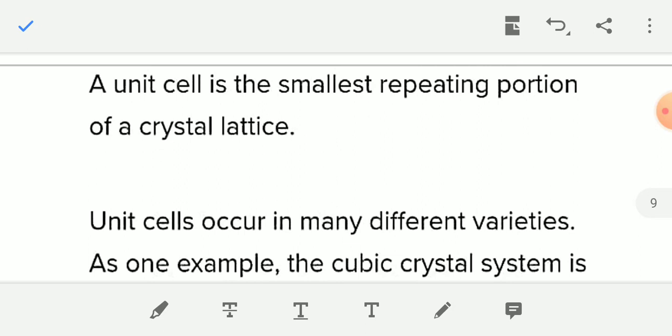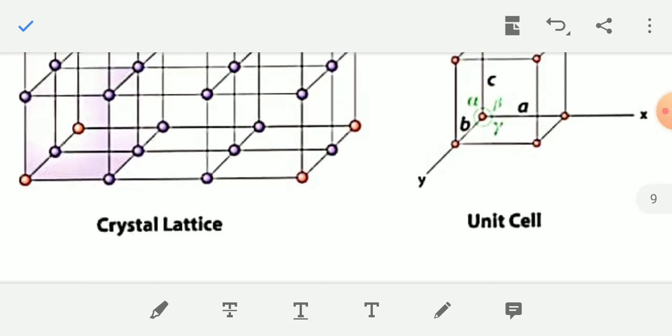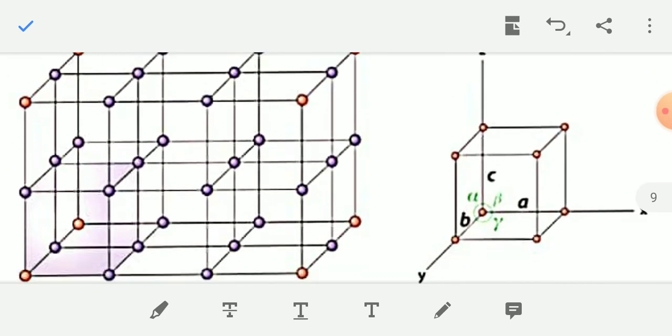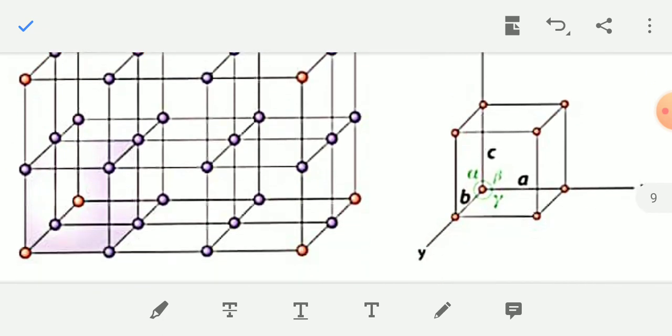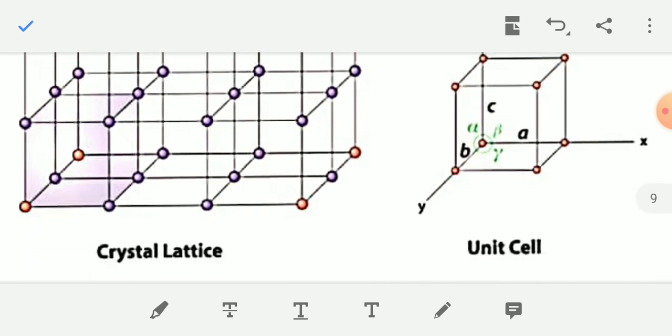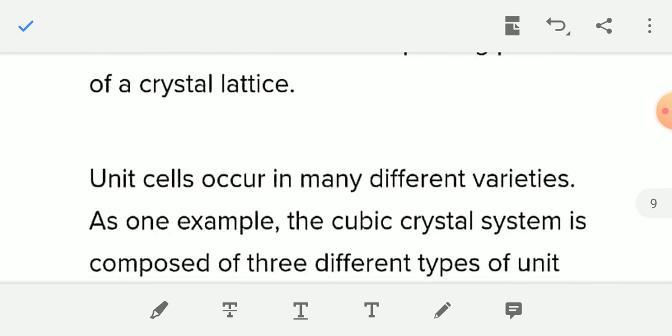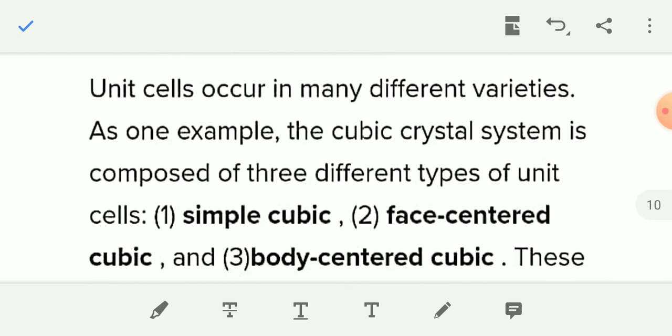So a unit cell is the smallest repeating portion of a crystal lattice. If you repeat this smallest unit cell, you will get the entire crystal lattice. And now see types of unit cell.